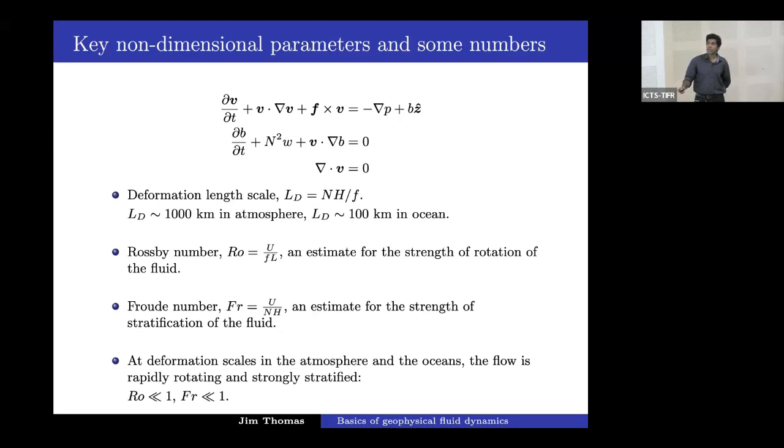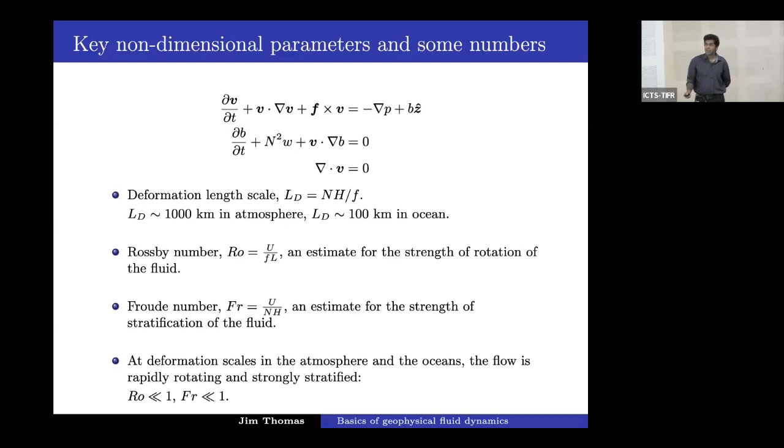Two other parameters: one is called the Rossby number. It's really an estimate for the strength of the rotation rate of the fluid. It's defined as U over FL. You can think of it as a ratio of two time scales. U over L, if you use order meter per second for U and meters for L, gives you an estimate for the time scale of the flow evolution. When I divide that by F, it's the ratio of the eddy evolution time scale to the rotation rate. The Rossby number will be small when you have a fluid that's very strongly rotating. So when F is very large, given other quantities are fixed, we have a small Rossby number, or a strongly rotating fluid.